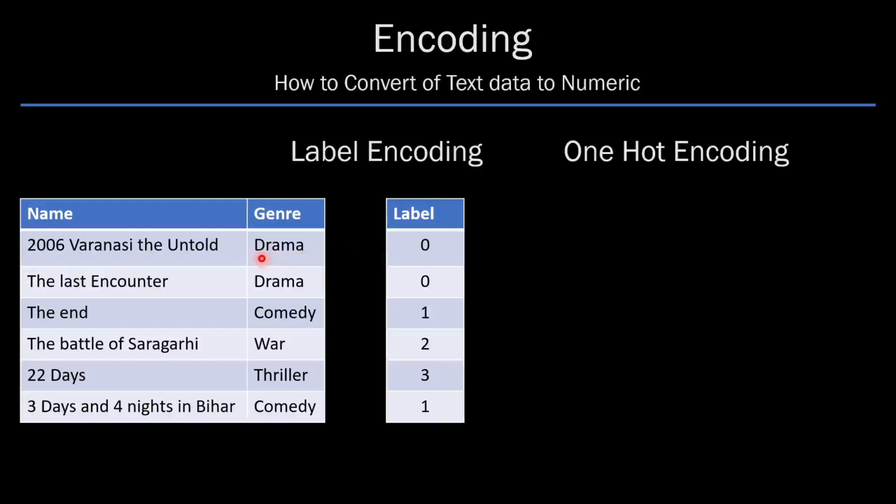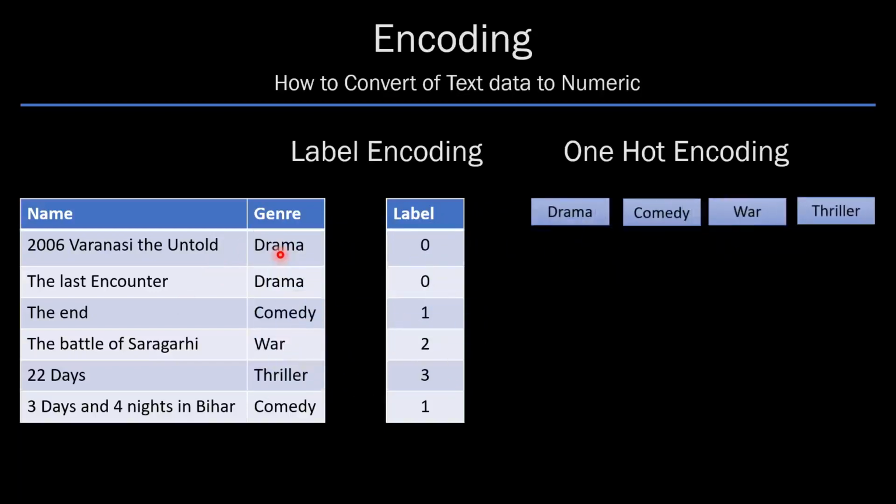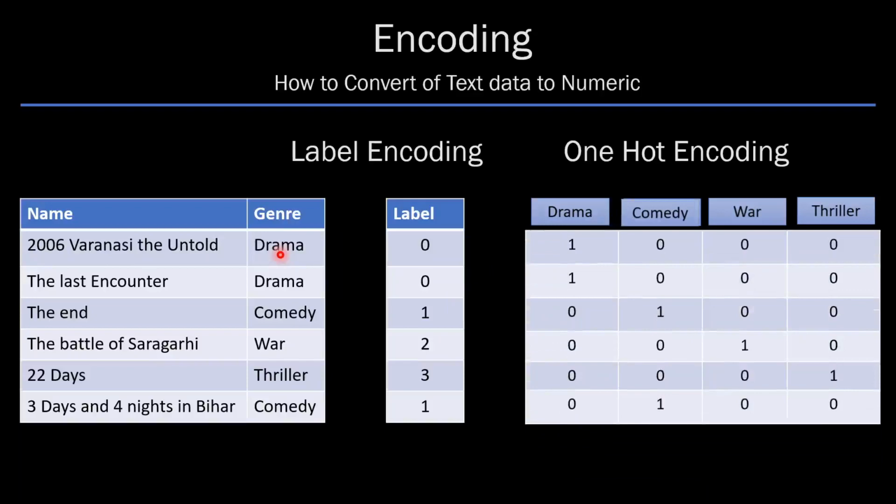So what happens is all the dramas are converted to zeros, and all the comedies are converted to 1, the war category can be converted to 2, thriller can be converted to 3, and things like that. If it is one hot encoding, each and every category will become a new column by itself, right? Drama, comedy, war, thriller will be 4 headings in our source dataset. And what happens is that new data columns will be created based on the category.